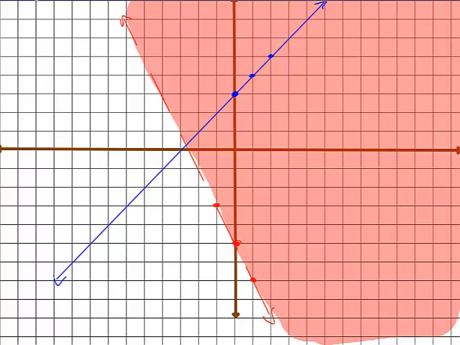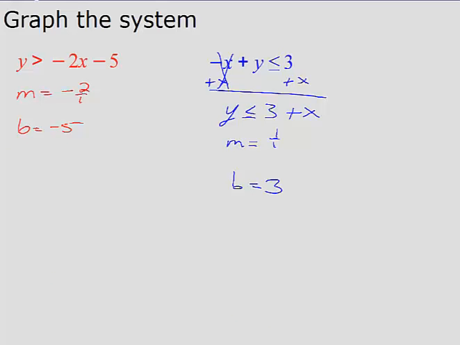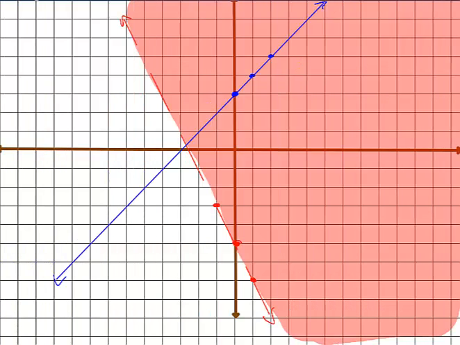Okay, so now, for the second line, is that less than or greater than? Less than, right? So is that shaded above or below? Below. So I go to my line, and I shade below.